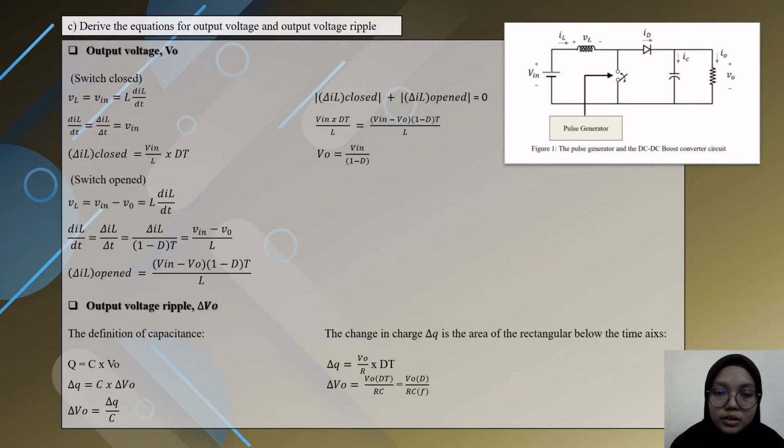So the ΔQ is equal to VO over R multiplied by dt, and at last we get the output voltage ripple equal to VO multiply dt over RC, or we use the other equation, VO D over RC multiplied by frequency.